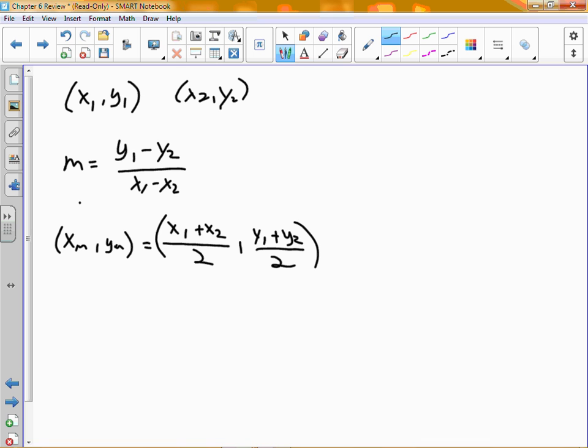Got that? What did we say again? The most important point about slope was Y goes on top. What's the most important point about midpoint? You're adding. Right?